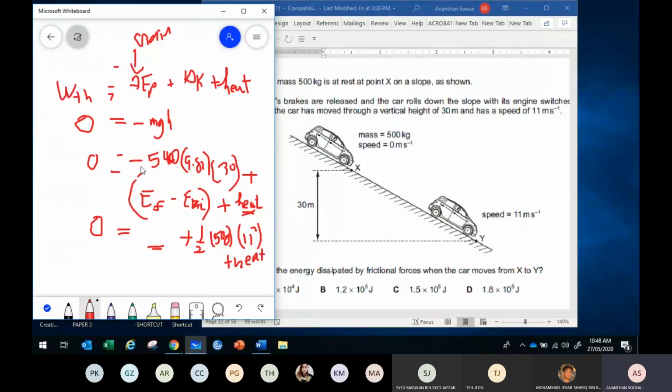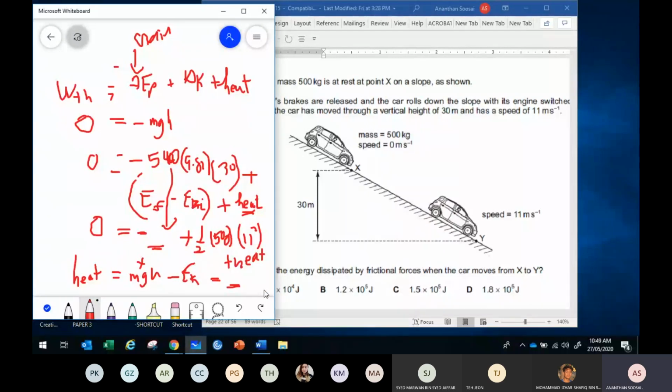So potential energy is negative. Please calculate this for me and put the value here. So potential energy negative plus the kinetic energy. If you bring these to the other side and make heat the subject, the potential energy becomes positive and the kinetic becomes negative. So potential minus kinetic is your heat, finally.